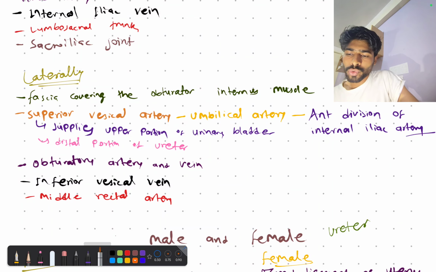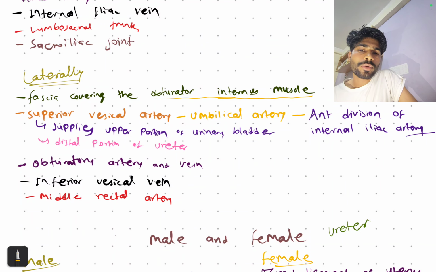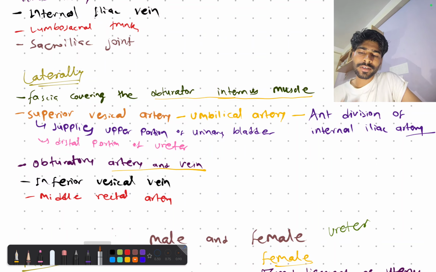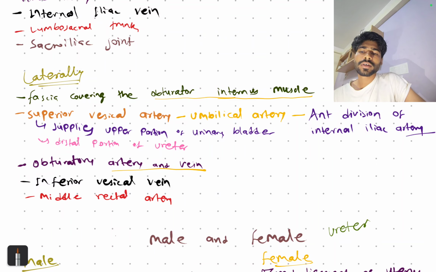This obturator is a very important one. See, there is the obturator internus muscle, and then there are the obturator artery and vein. So this is the common one. By remembering obturator, you can write two things. Then there are the inferior vesical vein and middle rectal artery. Again, I am saying the same thing: the relations are the things which you need to mug up. A few of the structures you can write by just remembering that these structures are there.